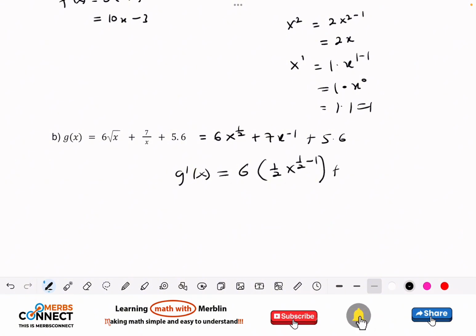Plus 7. Then I'll differentiate this. So minus 1 will drop down, which will be minus 1 times my function again, x to the power minus 1, but I'll subtract 1. Plus, when I differentiate a constant, I get 0, so plus 0. So let's simplify. This one will be 6. This one will be 1 over 2.